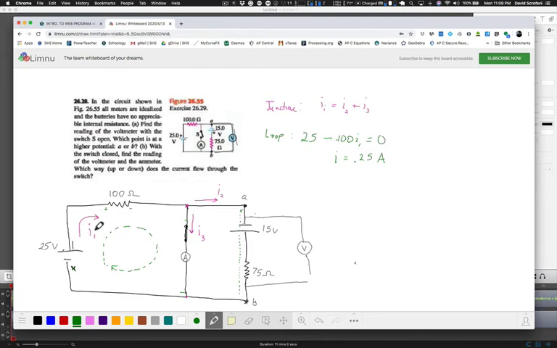All right, I found I1. I suppose I should write that in pink. 0.25 amps. Great.